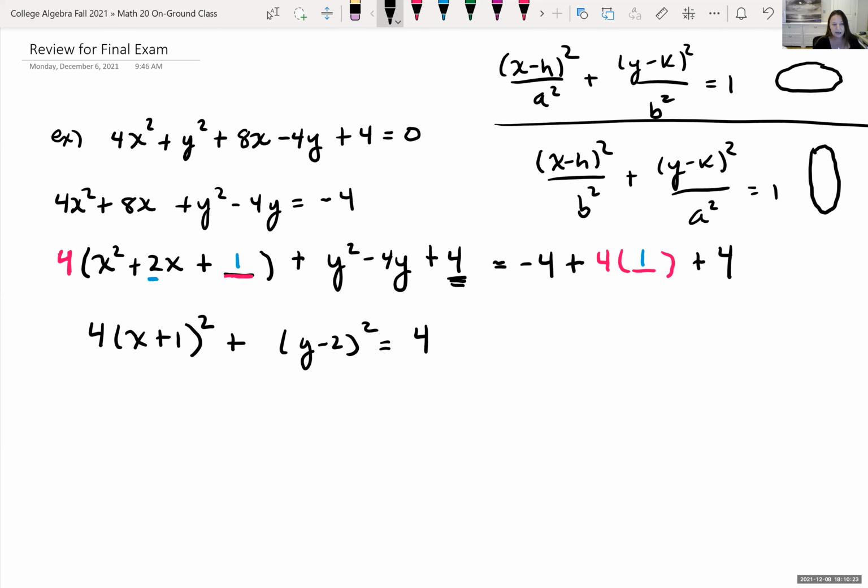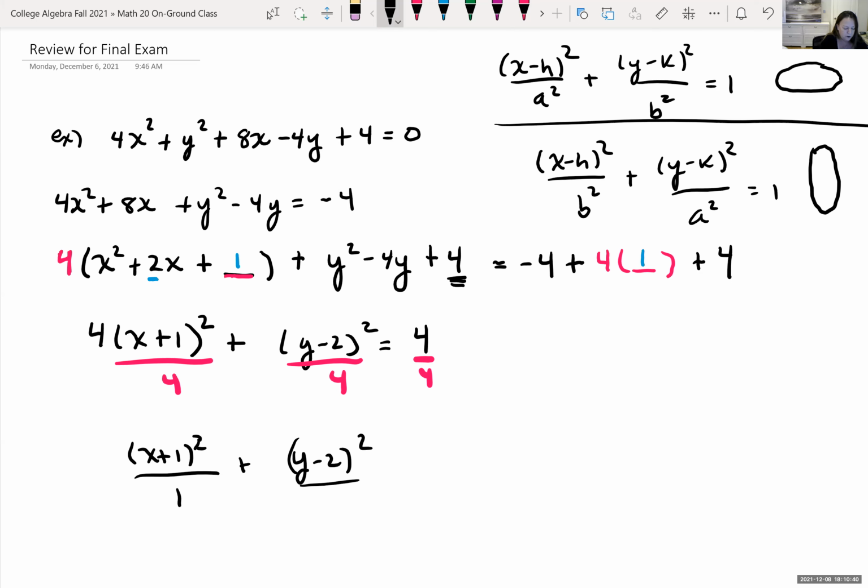In standard form, this is set equal to 1, so we want to divide everything through by 4. So we have (x plus 1) quantity squared all over 1 plus (y minus 2) quantity squared all over 4 is equal to 1. Our bigger number is underneath the y value, so I know that my ellipse shape is going to look like this.